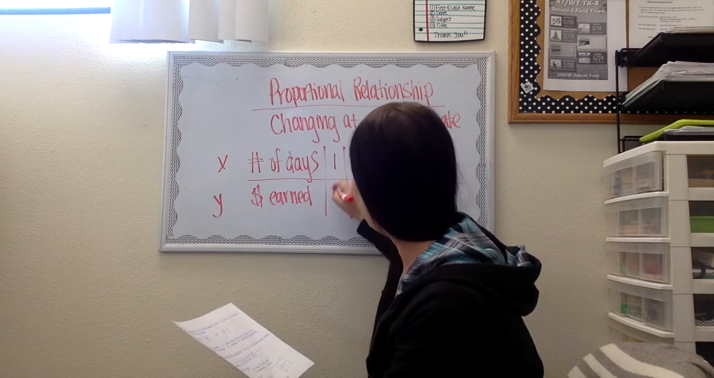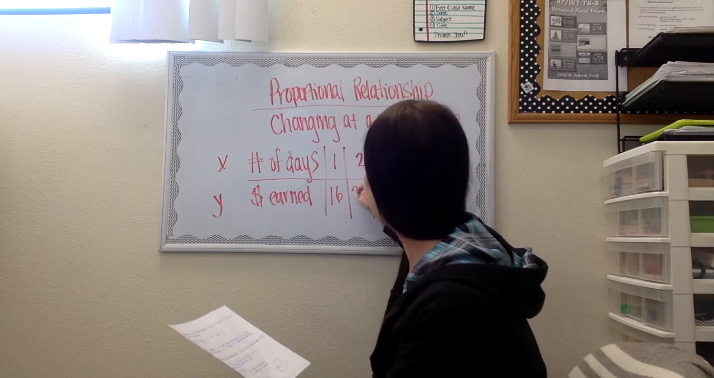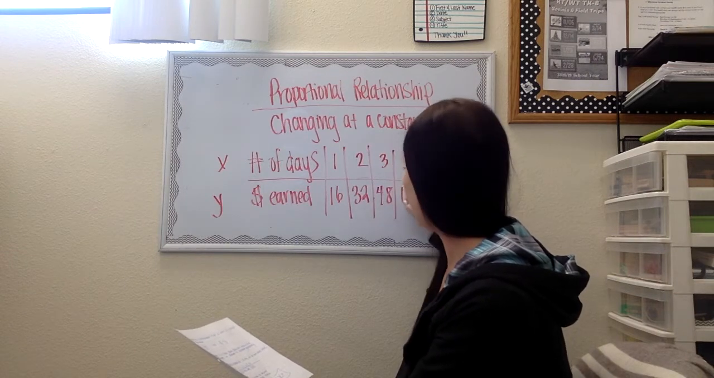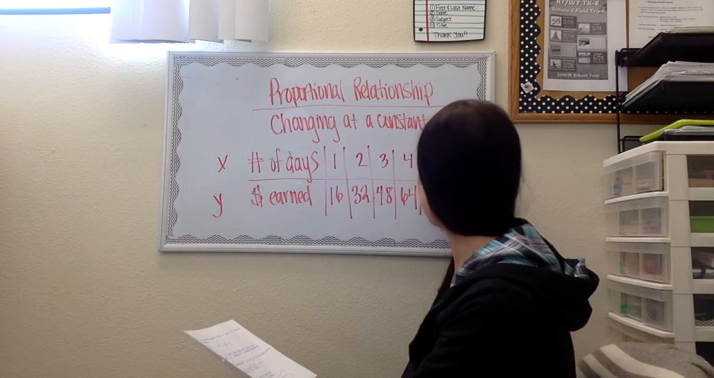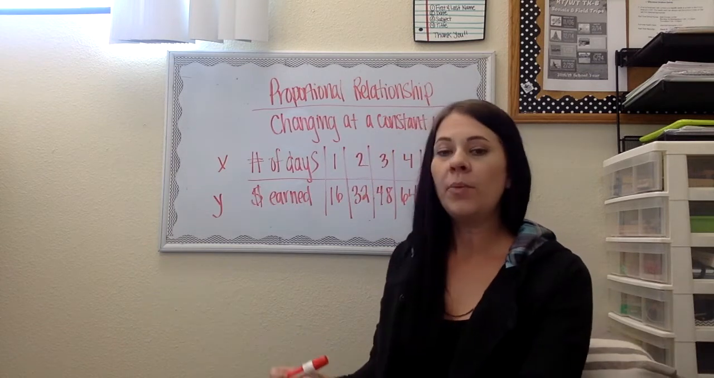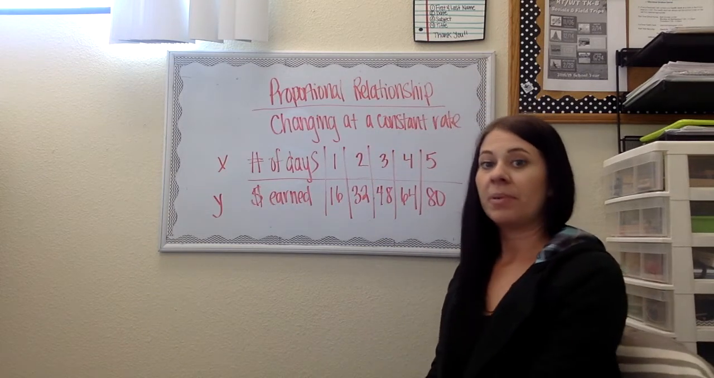Okay, so on day 1, they earned $16. On day 2, $32. On day 3, $48. On day 4, $64. And day 5 is $80. Okay? So what we do with a proportional relationship, okay?